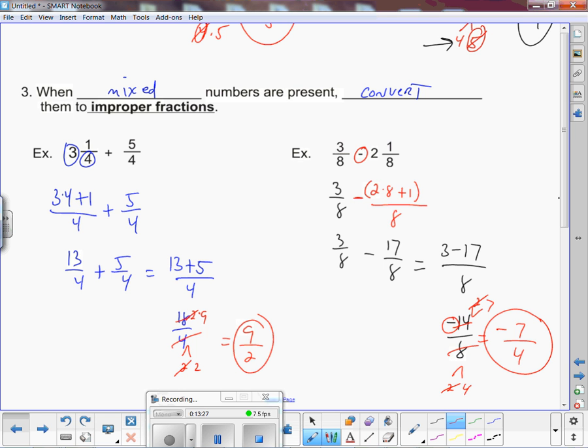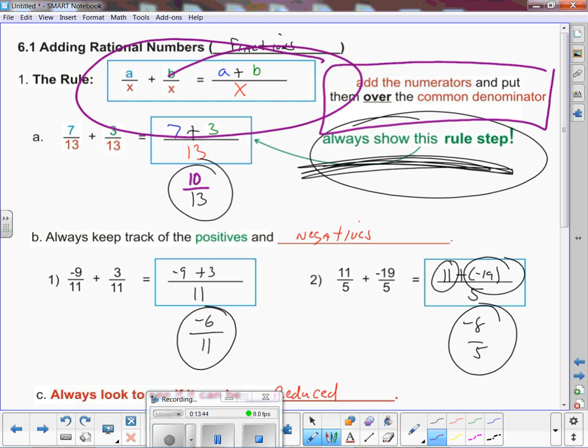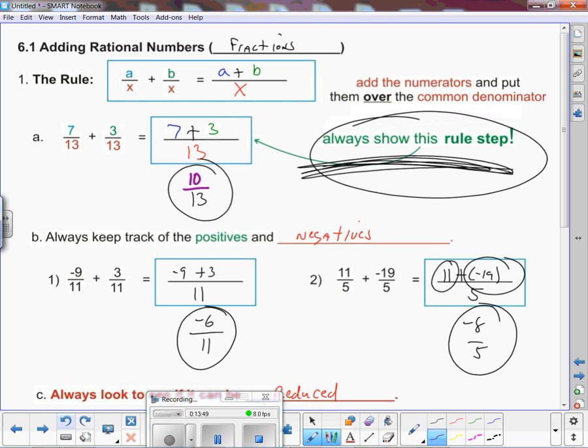So let me just do a little review here. Remember, rational numbers are fractions. Make sure you know the rule step: A over X plus B over X equals A plus B over X. So really, how are you adding fractions? Add the numerators and put them over the common denominator. I always want you to show the rule step. This is to help you remember how to add fractions, and it's really, really important.